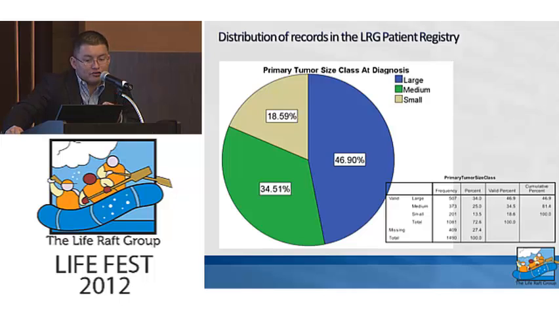We also classify the primary tumor by size. We have a table in which we could identify what we consider a small, medium, or large tumor, and the distribution of our patients is: 46.9% reported a large primary tumor diagnosis, 34.51% reported a medium-sized tumor, and 18.59% reported a small-sized tumor at diagnosis.